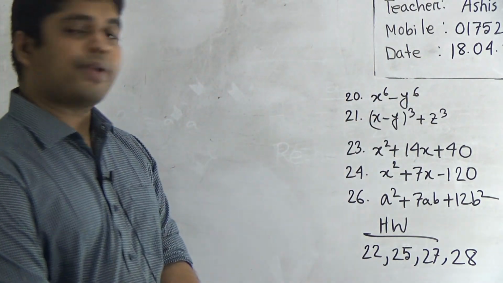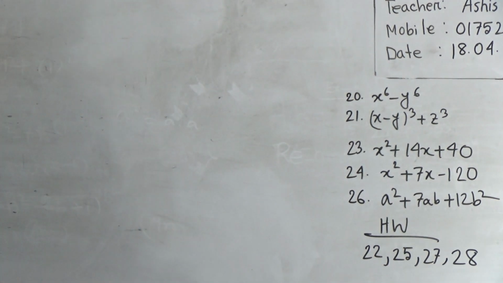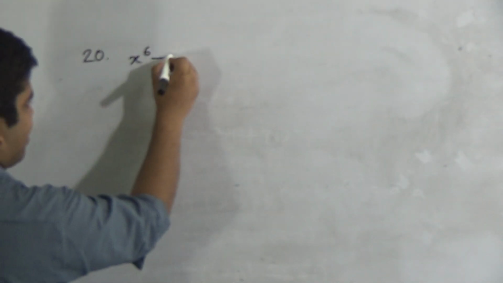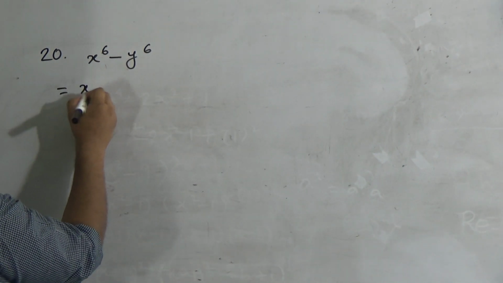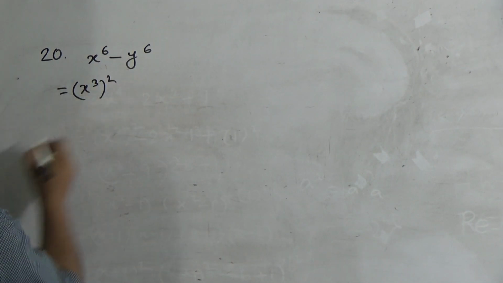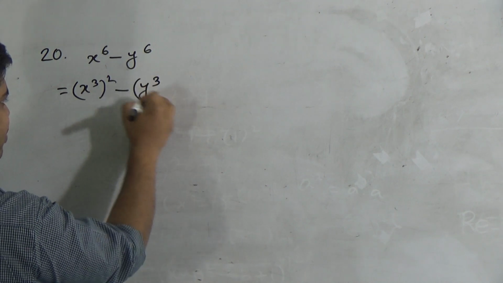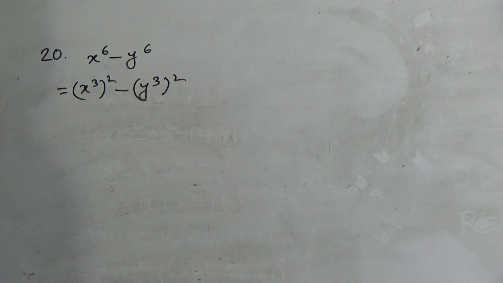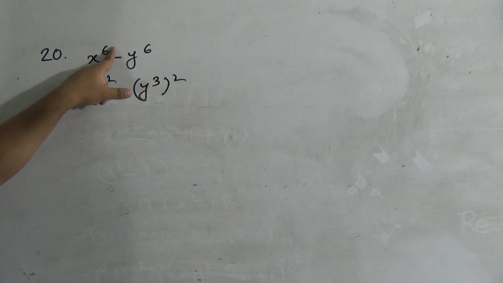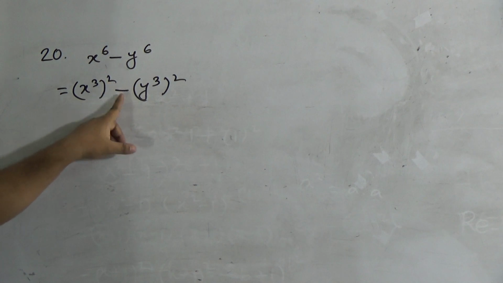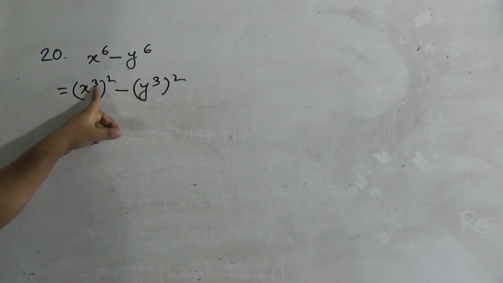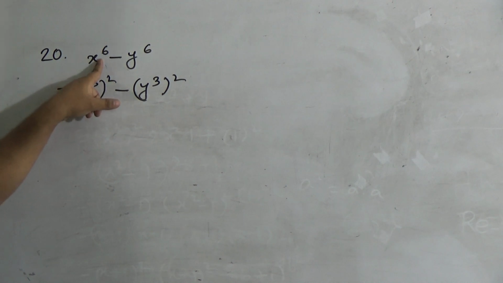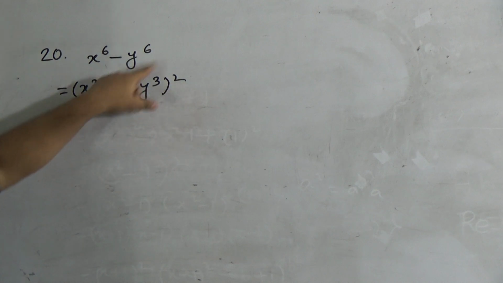We resolve this expression into factors. At first, write question number 20: x to the power 6 minus y to the power 6. From this we can easily write (x cube) whole square minus (y cube) whole square. Notice, we write x to the power 6 as x cube whole square, because if we multiply 3 with 2, we get x to the power 6. Similarly, if we multiply 3 with 2, we get y to the power 6.